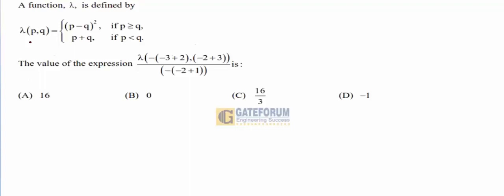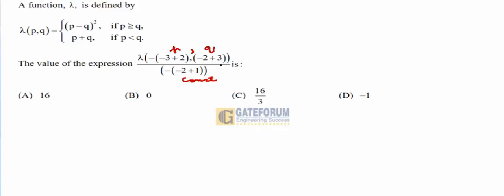A function lambda is defined as lambda(p, q) equals p minus q squared if p is greater than or equal to q, but equals p plus q if p is less than q. So they have asked you to find the value of this expression. Now from this expression you can see that this part is p, there is this comma, and this part is q, and it is divided by a constant.